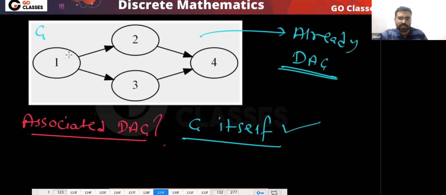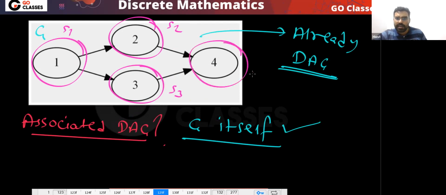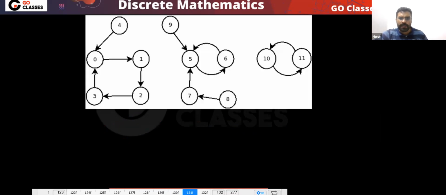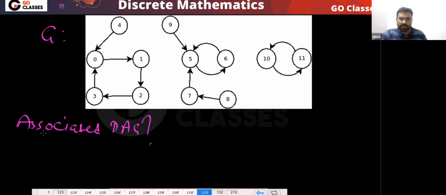If you notice, these are the strongly connected components S1, S2, S3, S4. So these are the strongly connected components, and you will get the same G itself. What about this? This is your graph G. Find the associated DAG. What will that be for this?